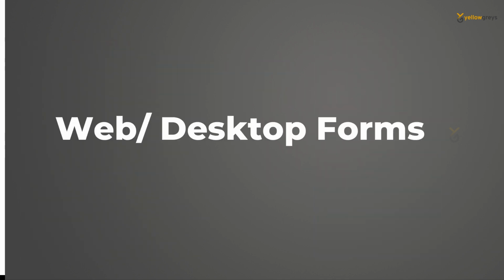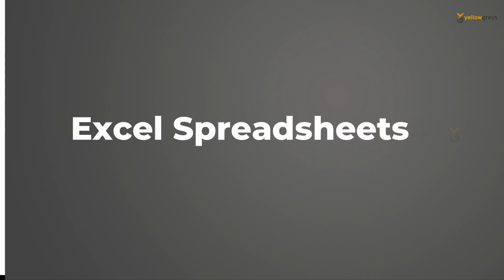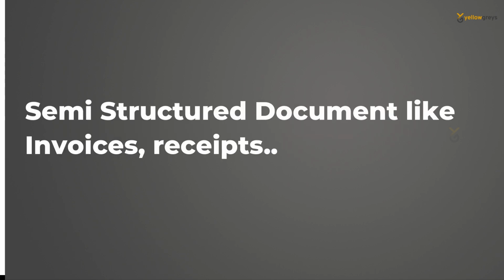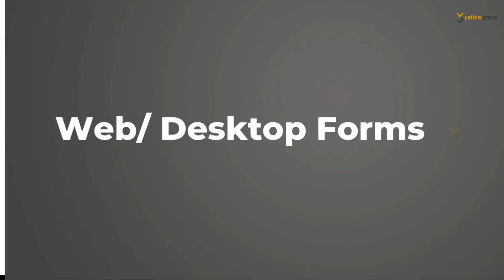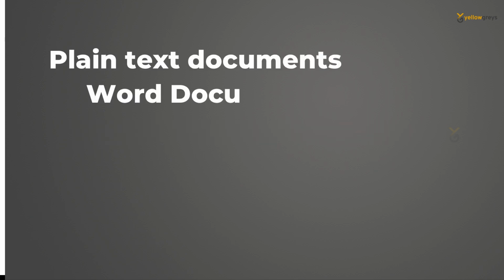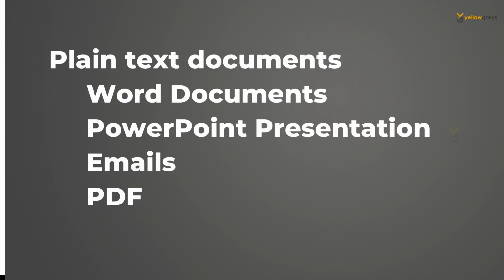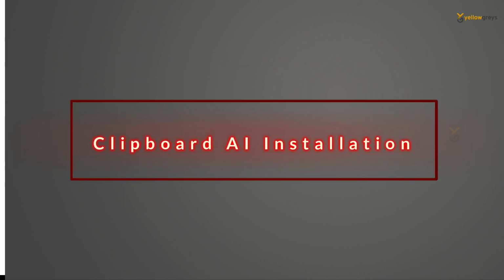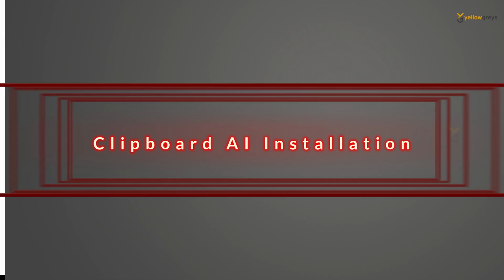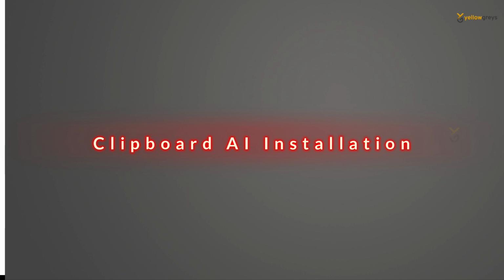It's that simple. Clipboard AI enables you to copy and paste data in various formats. You can copy from web, desktop forms, Excel spreadsheet, semi-structured document like invoices, receipts, and more. Plain text documents such as contracts, emails, and web pages. And you can paste them into various destination formats like web, desktop forms, Excel spreadsheet, plain text destination like Word document, PowerPoint presentation, emails, and PDF files. Let's get started with installation first, and then I will show you all the features in the upcoming videos.